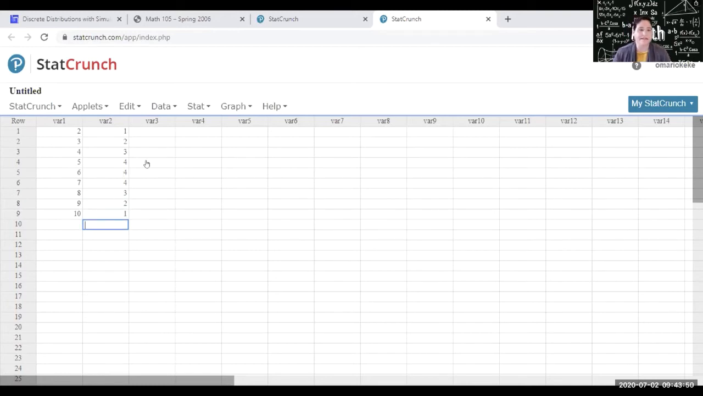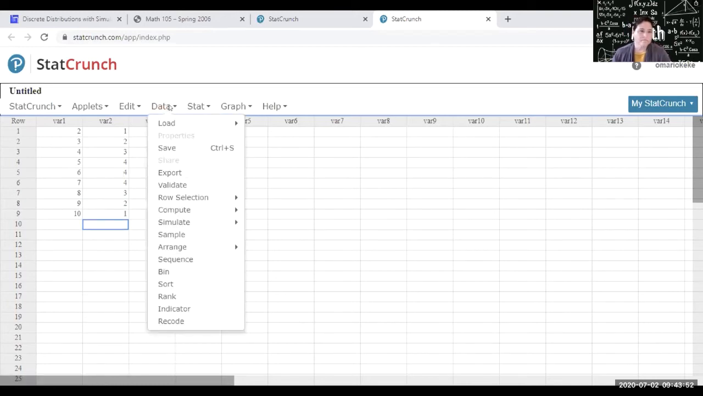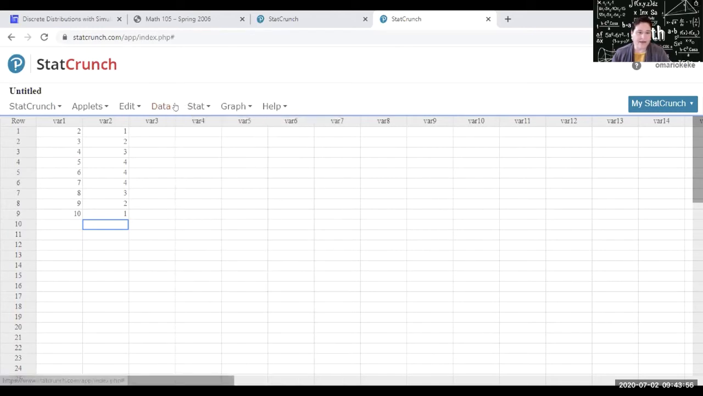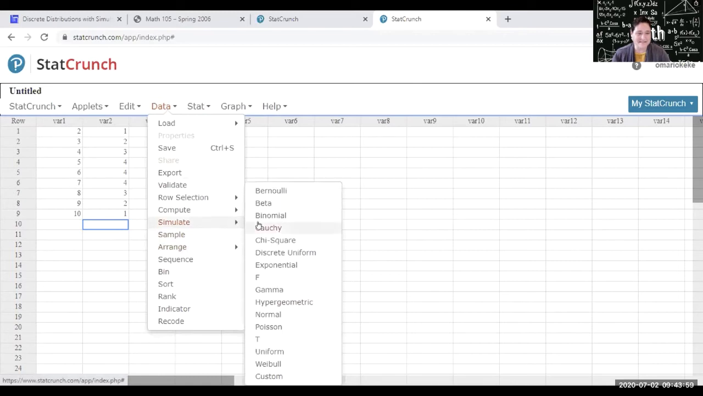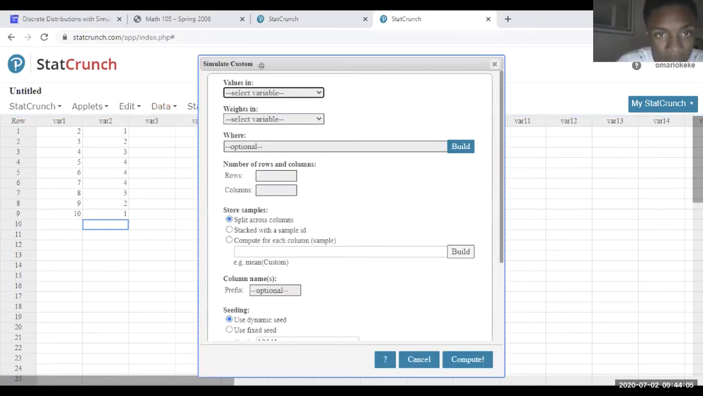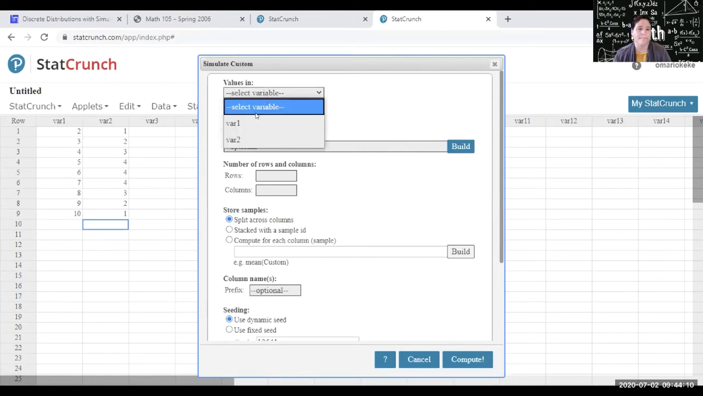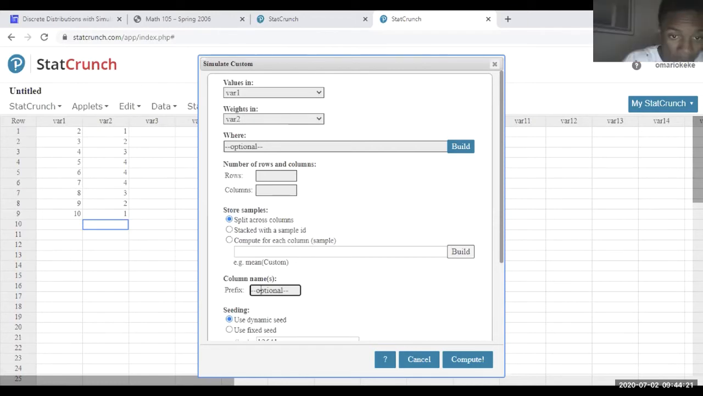Fantastic. Now go to data. Go to simulate, and custom at the bottom. I know StatCrunch can sometimes be really mad at you, so go all the way to the bottom, custom. Select the values are var1. So in values, var1, and weights, var2. And then in the column name, put 1,000 rolls of dice.